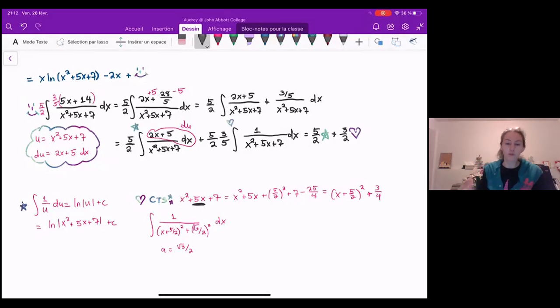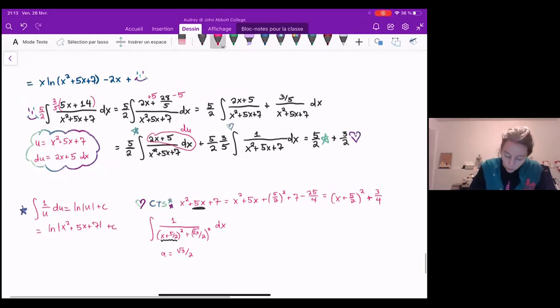And again, I don't have to worry about doing a substitution because the derivative of the thing that I have there, that x plus 5 over 2, the thing I have instead of x squared, I have x plus 5 over 2 squared. The derivative is 1. So we can just apply the known form and divide by 1, which is really the same thing as just applying the known form. So this is 1 over a. So that's 2 over root 3 arctan of x plus 5 over 2 over root 3 over 2 plus c.